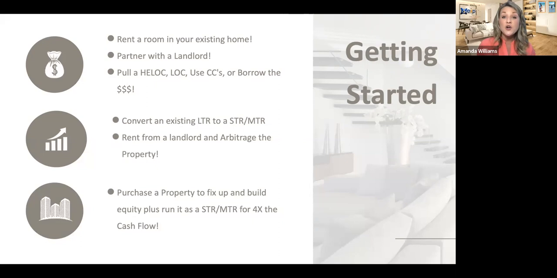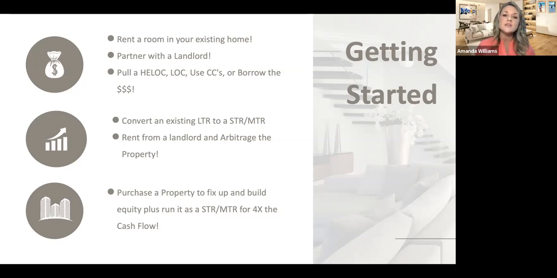And if you're living in an actual house, right? You can also partner with the landlord. So if you know a landlord and you can come up with some type of system for them, you can charge them a marketing fee. You can actually go in, you can co-host with them. You can do all kinds of stuff. They can buy the furniture, you can buy the furniture, it just depends.